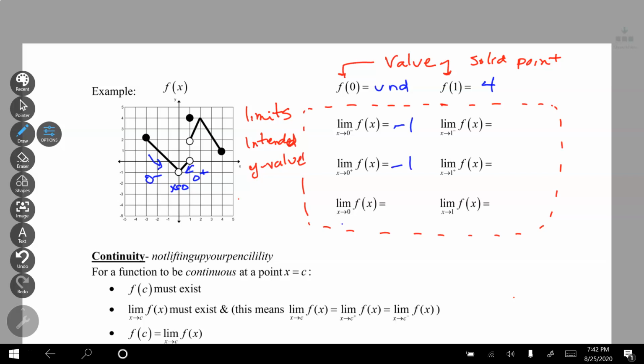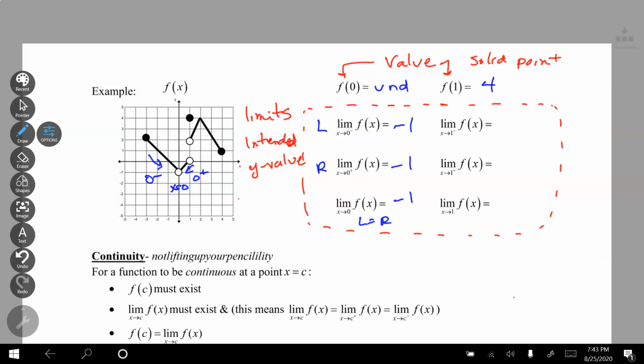And then right here is the general question of 0, not from the left, not from the right, from both sides. And my left side and my right side are equal to each other. So it is negative 1. The left side and the right side are meeting together at y equals negative 1, even though it never really gets there.